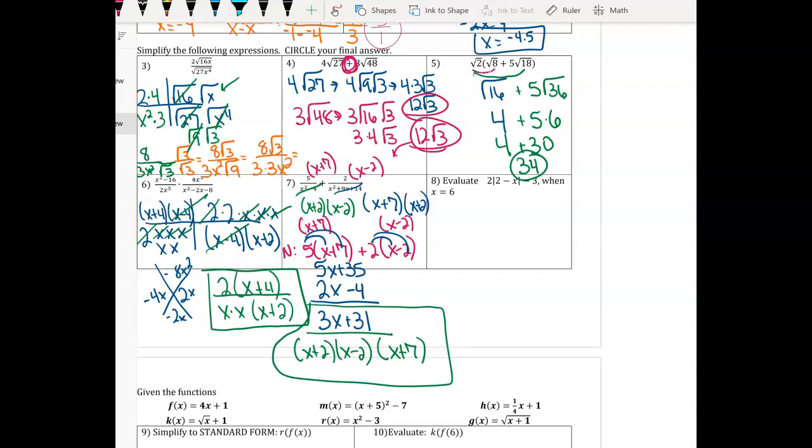All right, number 8 is a simple evaluating. All I have to do is take the fact that x is 6 and put it in the absolute value bars. And these are bars, not parentheses, so I don't distribute the 2 in. I'll just subtract here. The absolute value of negative 4 is 4. Then I can multiply, and then when I'm done, here's my answer.